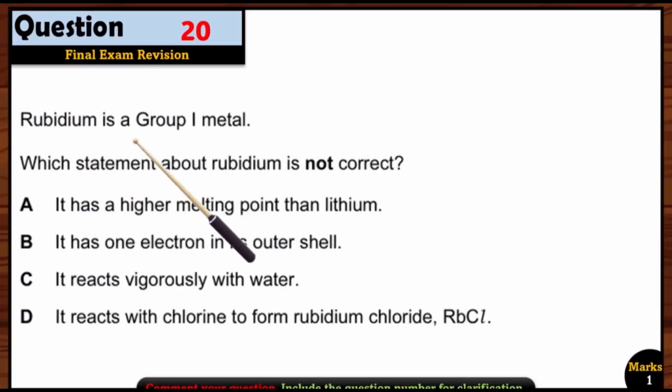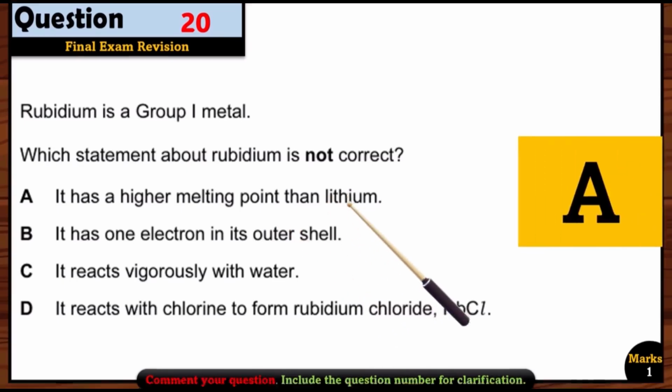Question 20. Rubidium is a group 1 metal. Which statement about rubidium is not correct? It has a higher melting point than lithium. Wrong, because the melting point in group 1 metals is decreasing down the group, right? Decreasing down the group means lithium is on the top and rubidium is at the bottom. So lithium will have a higher melting point. So option A is the wrong option here.